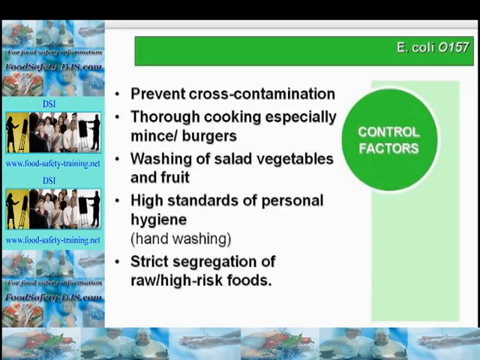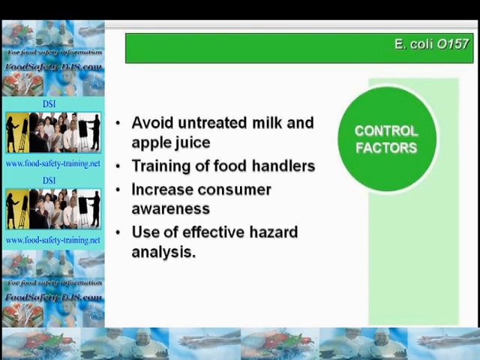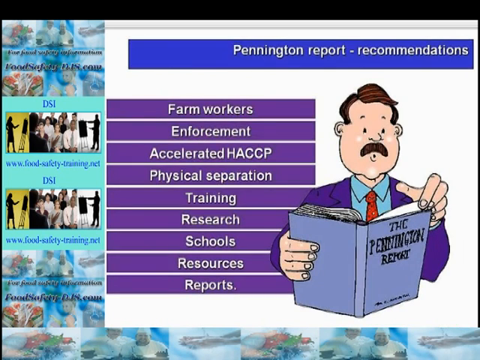Control factors include prevention of cross-contamination, thorough cooking, especially mince and burgers, washing of salad vegetables and fruit, high standards of personal hygiene, in particular hand washing, and strict segregation of raw and high-risk foods. Other control factors include avoiding untreated milk and apple juice, training of food handlers, increasing consumer awareness, and the use of effective hazard analysis.